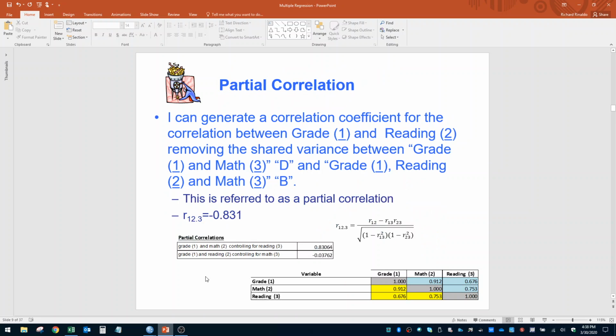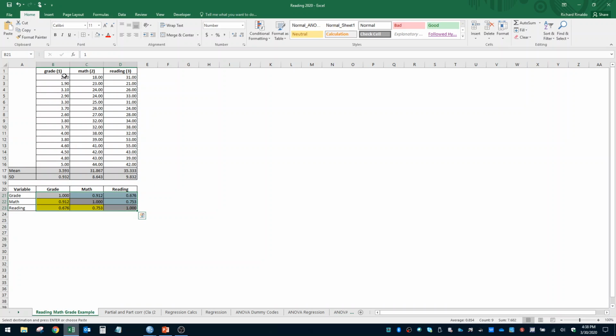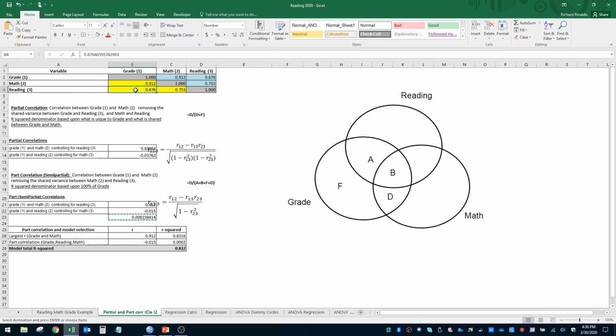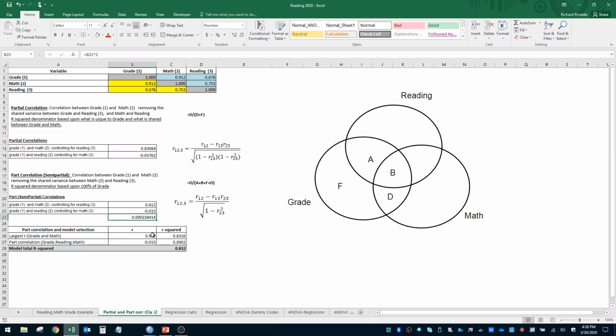Okay. So I have this in Excel. So here's our data in Excel. The spreadsheet's uploaded to the course Blackboard. And once again, here's my correlation matrix. I walk through here the calculation of the partial correlation, which is, here's the 0.83 and the negative 0.0376. And then I have the semi-partial correlation, the 0.612 and the negative 0.015.